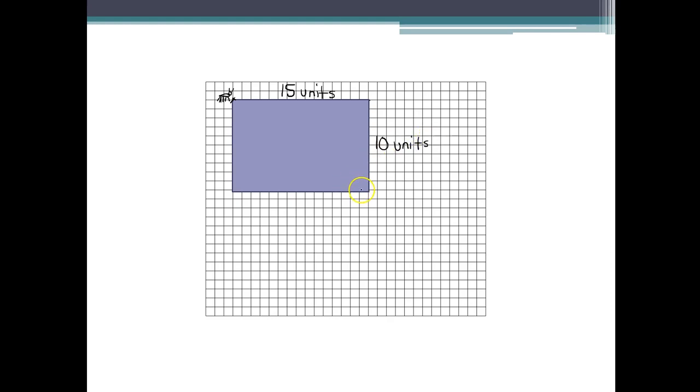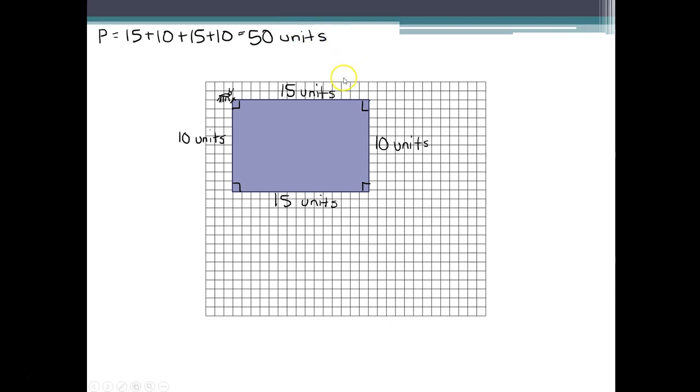And it is a rectangle. It has right angles. Opposite sides are parallel, so opposite sides are also going to be the same length. So this side here is also going to be 15 units. You don't have to count it again because you know the shape and all that. And then this side here is going to be 10 units again. So to figure out how far this ant is walking, you can add up 15 plus 10 plus 15 plus 10, which gives you 50 units.